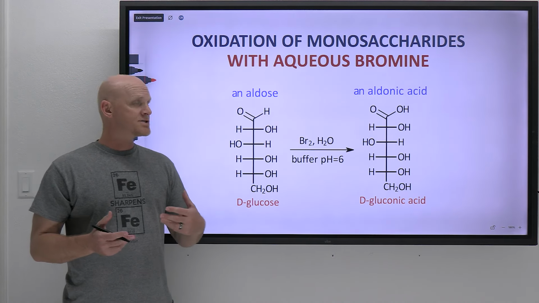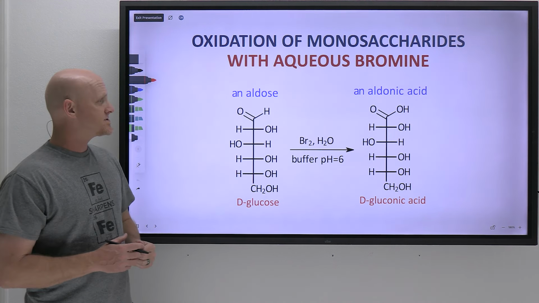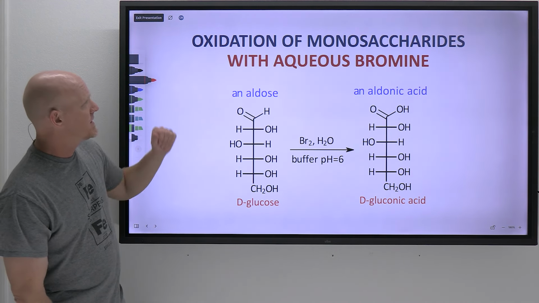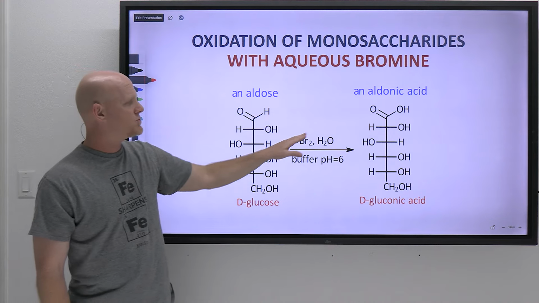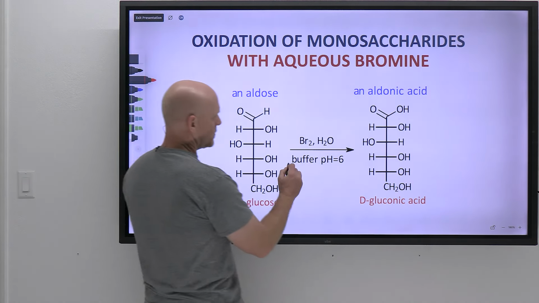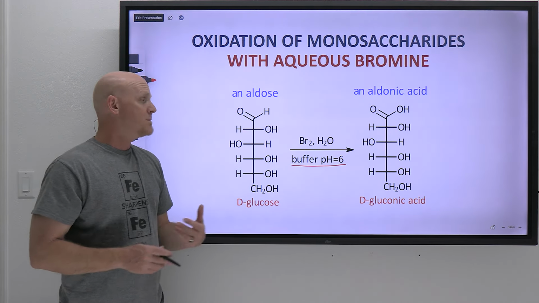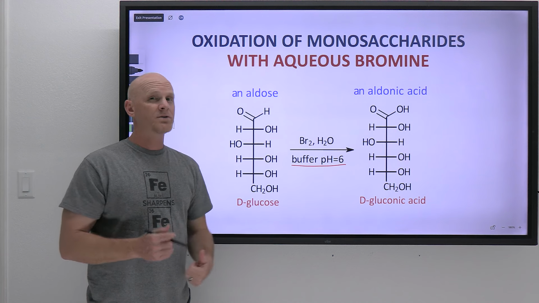Now I'm taking a look at a slew of oxidations. We'll start with the mildest of them and work our way to more stringent oxidations. We're going to start with aqueous bromine, so Br2 in water. We're going to buffer it at pH 6. Now, a lot of textbooks won't write it with that buffer at pH 6, but it is important to the reaction conditions. But whether you see it written with it or not, you should treat it the same.